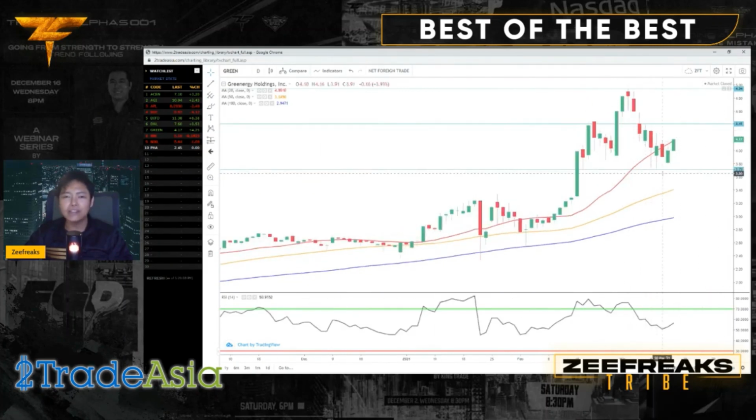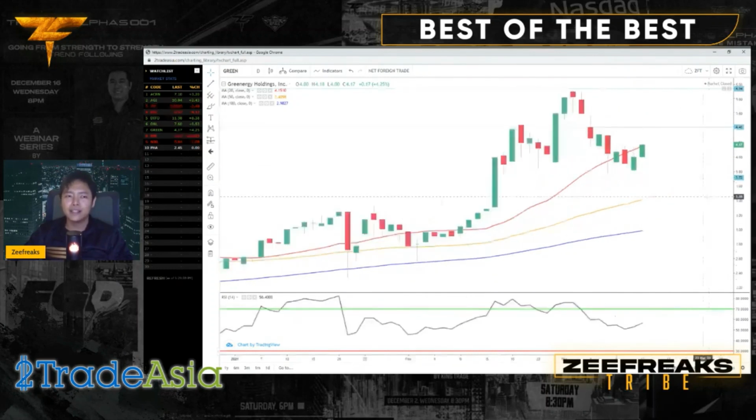So green, definitely put that on your watch list. It's one of the stocks na pwede, na mukhang maganda at outlier sa market natin ngayong duguan. So that's for green.